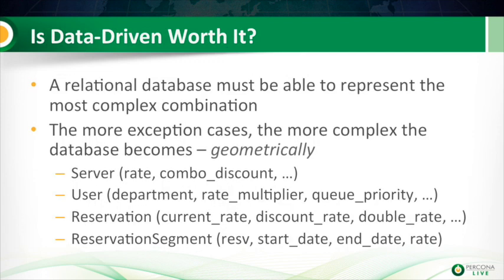The problem is that in a relational database, you need to be able to represent the very most complex combination of all those rules that could ever occur, even if that's unlikely. And that complicates the database design geometrically. You end up with a great deal more types of attributes to track all those different nuances of entities. The more complex combinations, the more complex your data model, and it just keeps growing and growing.